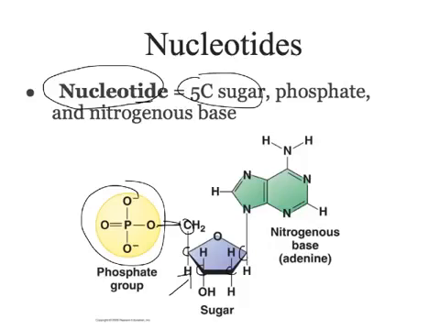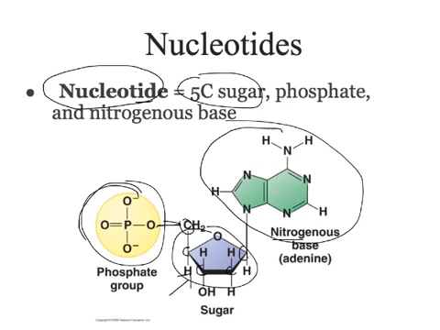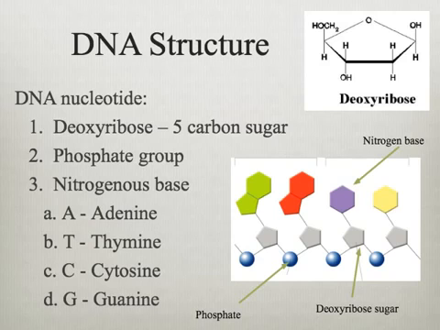And then off this carbon over here, it has what we call a nitrogenous base. And nitrogenous just means nitrogen-containing base. Okay, and you do have to know the structure. So I have a 5-carbon sugar with a phosphate group on one side and my nitrogen-containing or nitrogenous base on the other. So let's look at the two different polymers.